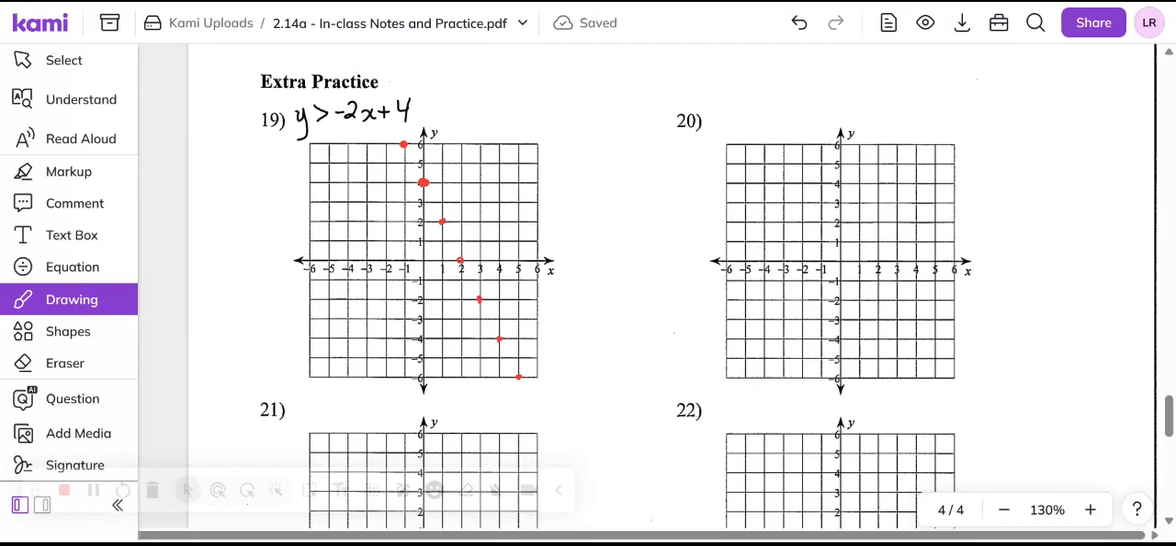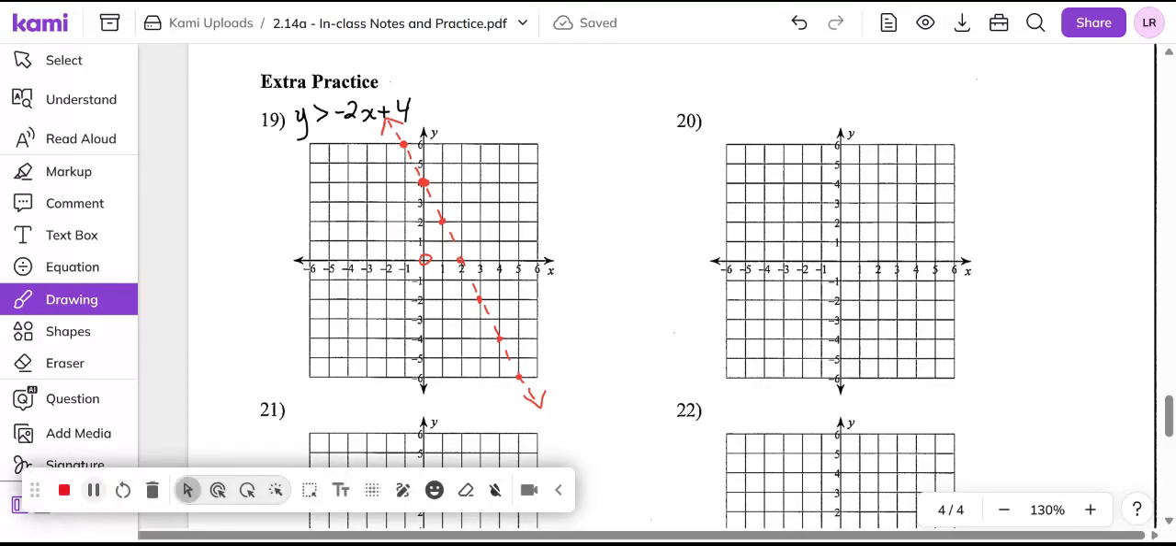So from here, this is an open line. Okay? And I know that because of the inequality sign, and then I'm going to test 0, 0. You're testing 0, 0, and make sure you are using your inequality. So 0 goes for y, 0 goes for x. And I test this out.